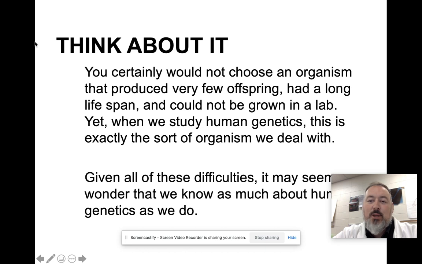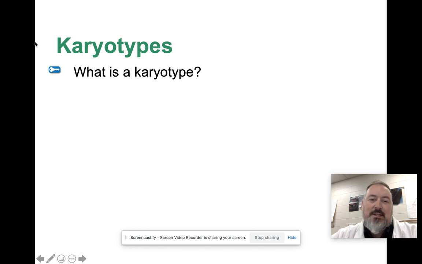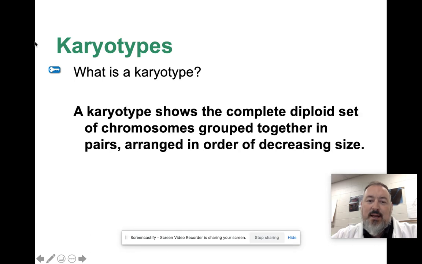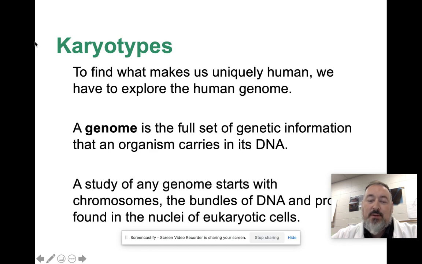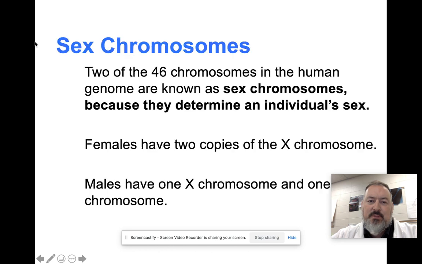Yet, when we study human genetics, this is exactly the sort of organism we deal with. So, given all the difficulties, you may wonder why we don't do research on humans in genetics, but the reality is we need something that we can get better data with quicker. All right, so let's start by talking about a karyotype. So, what is a karyotype? A karyotype is going to show the complete diploid set of chromosomes grouped together in pairs, arranged in order of decreasing size. You're going to see one in just a minute.